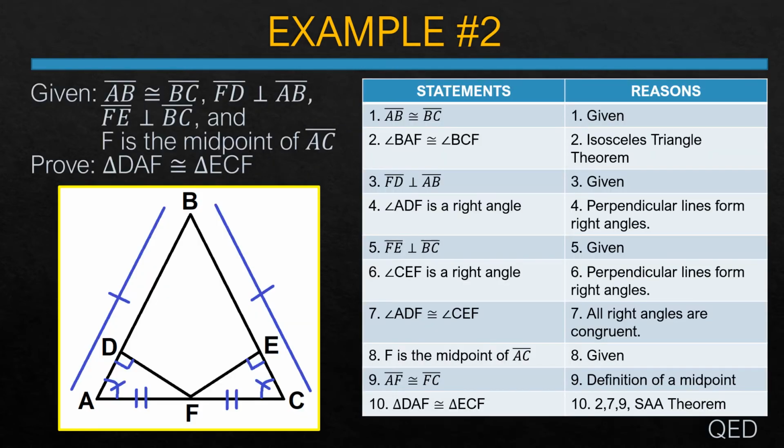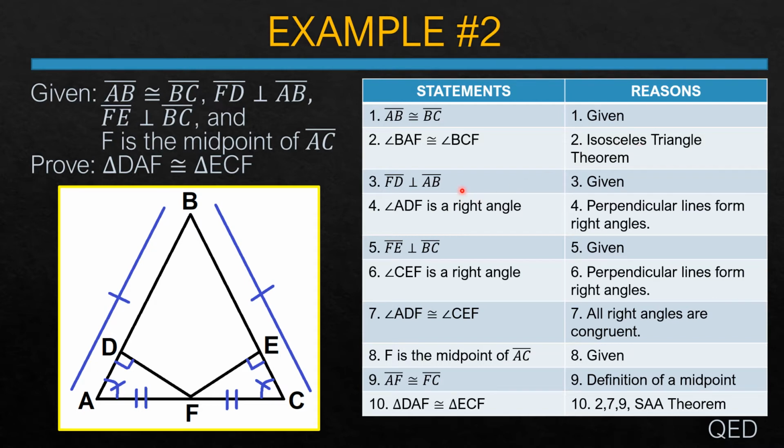Here is now our formal proof. Statement 1 is the first given. Line segment AB is congruent to line segment BC. Statement 2 is the consequence of statement 1. Angle BAF is congruent to angle BCF by the isosceles triangle theorem.